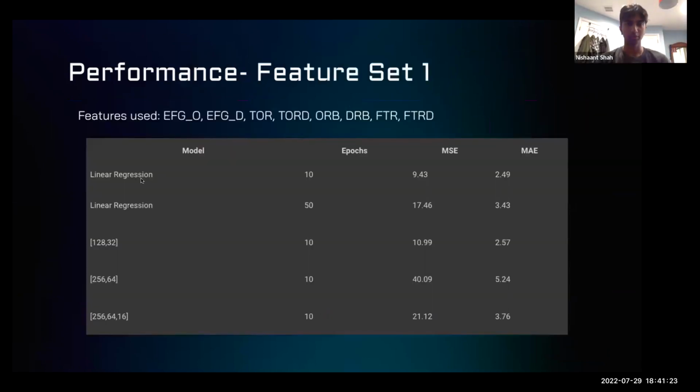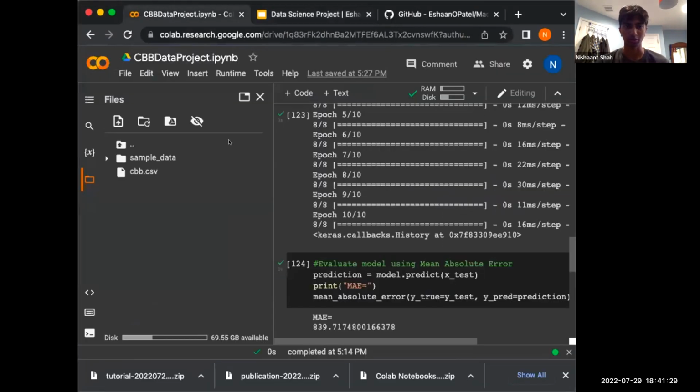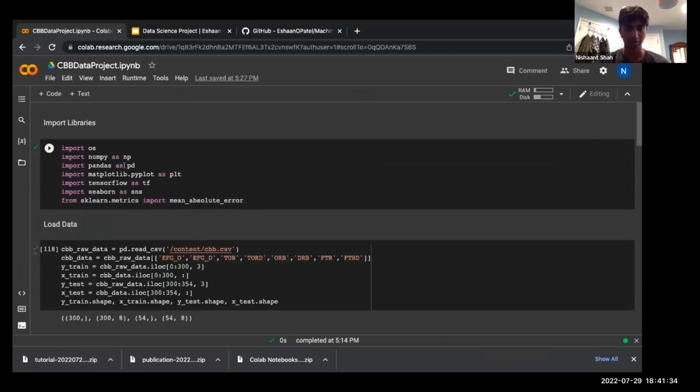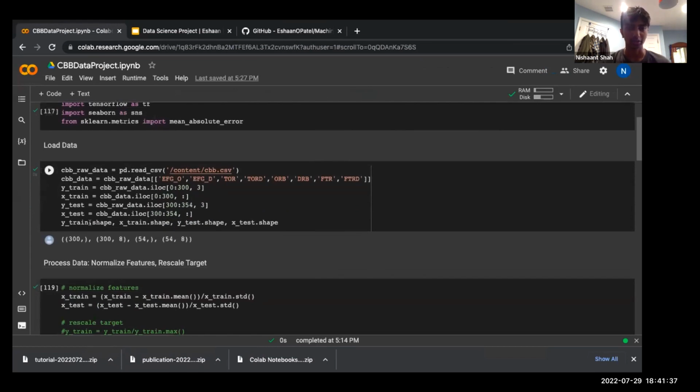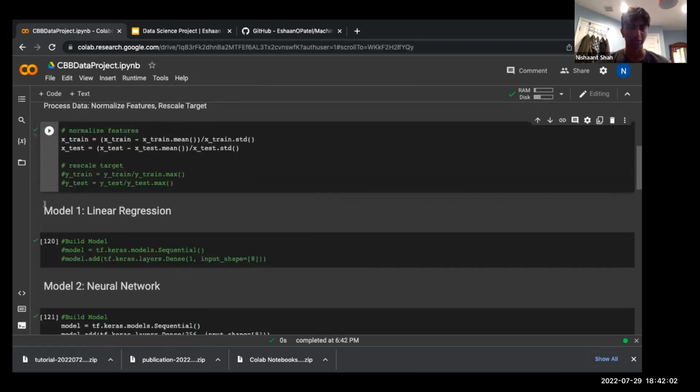Okay, so before I get into the performance, we just wanted to show you our notebook and walk through what we did. This part is just importing the libraries that we used, and then we used pandas to read in the CSV and create our data frames and define the training and test data. In terms of data processing, at first we tried to normalize the features and rescale our target, but we realized we didn't really need to rescale the target because it was just integer numbers of wins. So we didn't end up using that part.